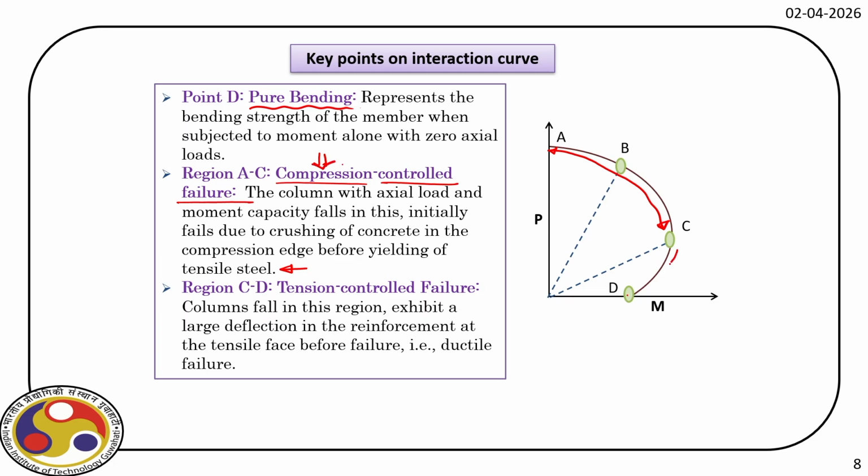Now this part is tension controlled, and it exhibits a large deflection in the reinforcement at the tensile face before failure. So as you can recall, it is a ductile failure, right? Remember, in case of beam design also we discussed this ductile failure, and we always advocate for under reinforced design, right?